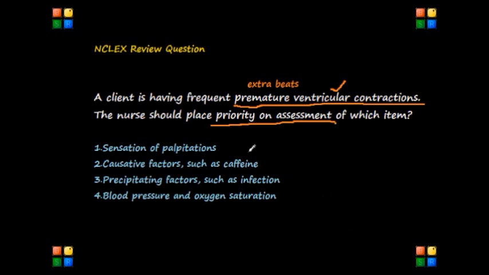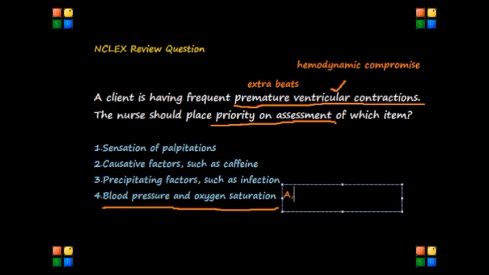So premature ventricular contractions cause what we call hemodynamic compromise, which basically means your blood movement is compromised. Therefore, the priority is to monitor the blood pressure and oxygen saturation. So the answer here would be number 4, which is blood pressure and oxygen saturation, because if we look at our ABCs, right, our airway, breathing, and circulation, our breathing and oxygenation is the number 1 priority, right? So also understand that the shortened ventricular filling time in a patient with PVC can also lead to a decrease in cardiac output. So we do have to be aware of that.